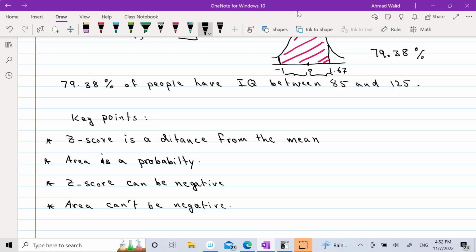I'll stop the lecture here and I'll do a part 2 for this lecture. In part 2 for this section, we find the data value from our z-score formula. If the z-score is given, if the mean is given, if the standard deviation is given, how to find x, how to find the data value, I'll cover in part 2 of this lecture.